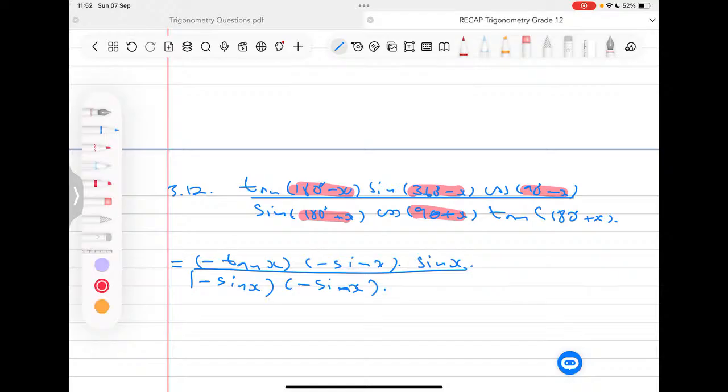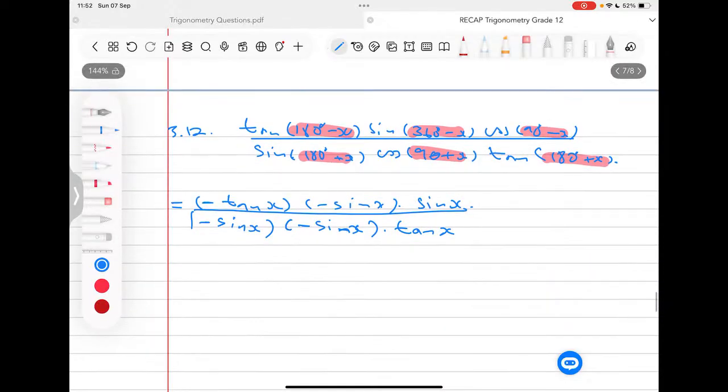Then I have tan of 180 plus theta. 180 plus theta, we know that it is actually the third quadrant, right? And in the third quadrant, the tan is positive, right? Tan is positive, so this will just reduce to a tan of x. Now, if we move along with this, we will then get to a point where we just need to simplify this, right?